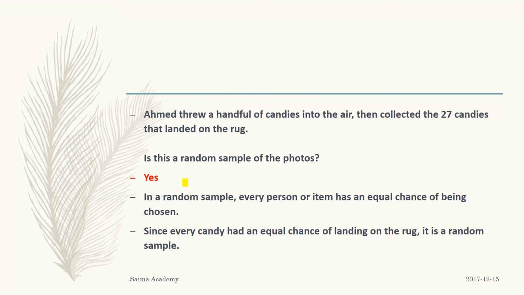Another example is, suppose Emma threw a handful of candies into the air, then collected the 27 candies that landed on the rug. Is this a random sample? Again, the answer is yes. Suppose she threw 100 candies, and out of 100 candies, she collected 27. Since every candy had an equal chance of landing on the rug, it is a random sample.